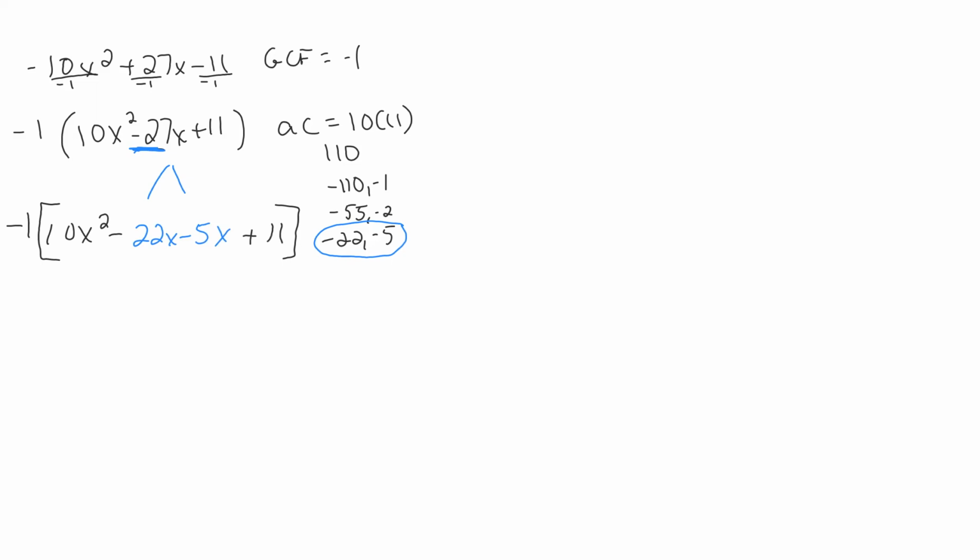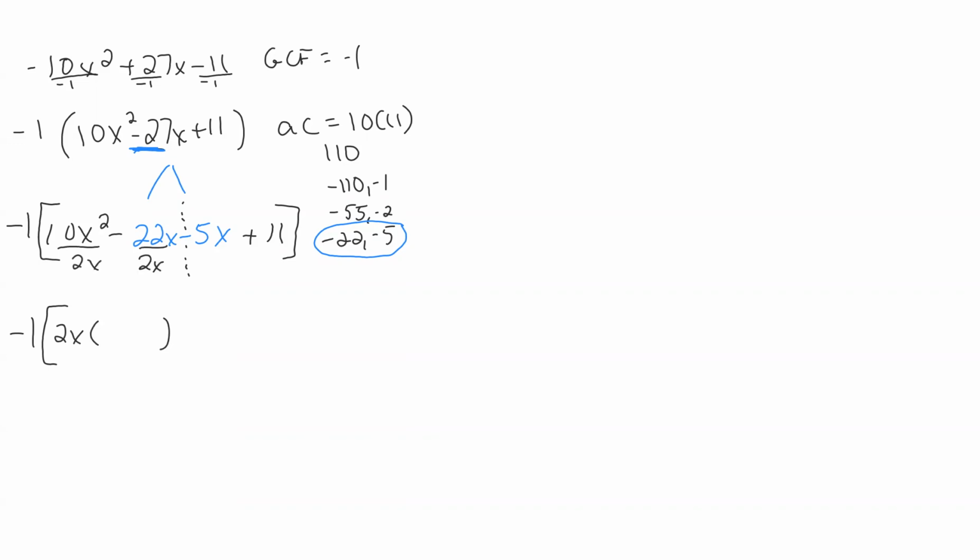Now I factor by grouping. And when I do this, I keep bringing down that original GCF of -1. And then looking at 10x squared and 22x, what I have in common here is 2x. So that's my GCF. So I'm going to divide each of these by 2x.